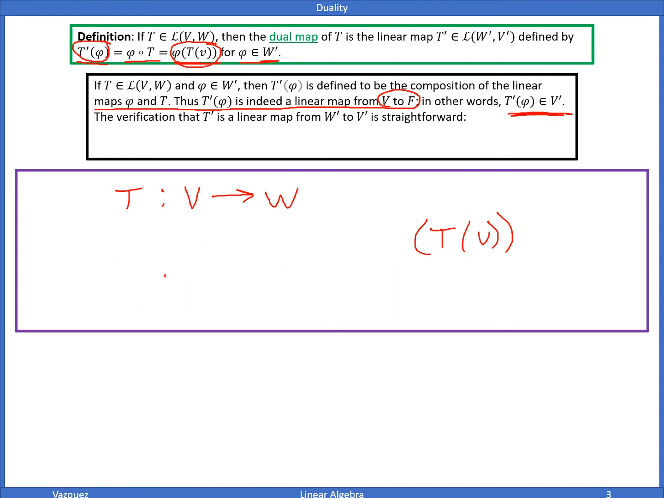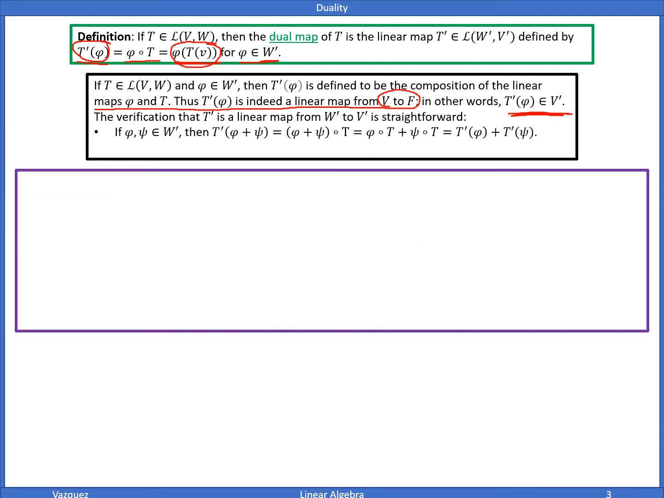Okay, so we're going to verify now that the dual map is indeed a linear map, not a vector space. So here we have two linear maps, elements of the dual space of W. Well, then if we apply the dual map, we get that this is the definition, right? Which is equal to this here, and it just gives us the whole additivity property.